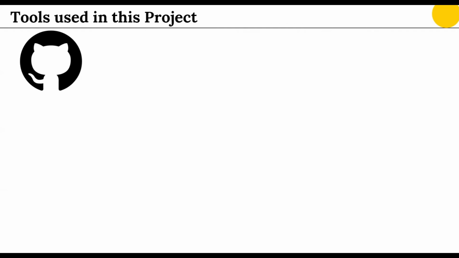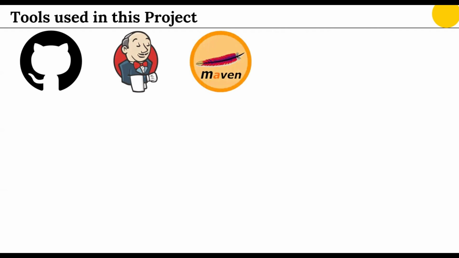Along with GitHub, we are also going to use Jenkins, where we are going to create the CI/CD pipeline in order to automate the build and deployment process. By using Jenkins, we are going to integrate different tools such as Maven. Since this is a Java-based project, it has to be compiled and packaged. In order to compile and package, we need a build tool, and the build tool that I'm going to use in this video is Maven.